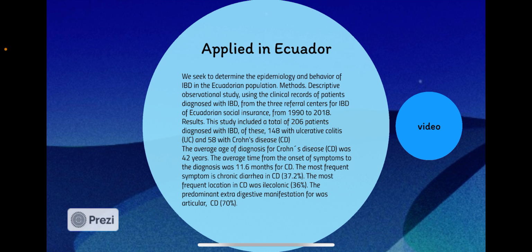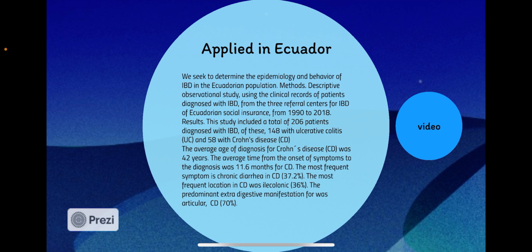Result: this study included a total of 206 patients diagnosed with IBD. Of these, 148 with ulcerative colitis and 58 with Crohn disease. The average age of diagnosis for Crohn disease was 42 years. The average time from symptom onset to the diagnosis was 12.6 months for Crohn disease.